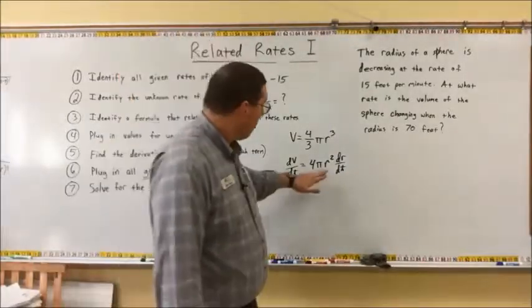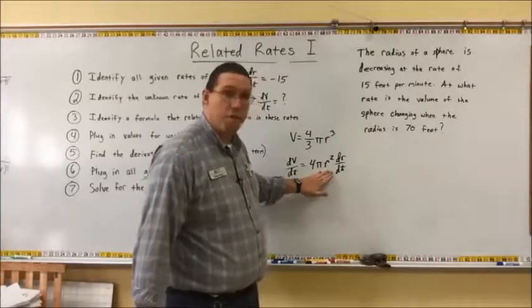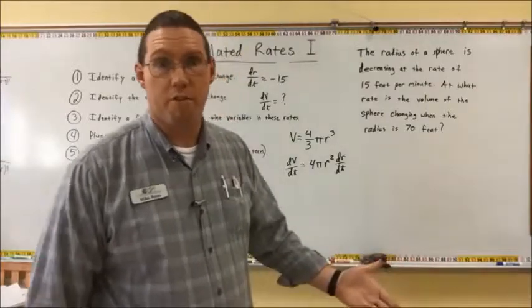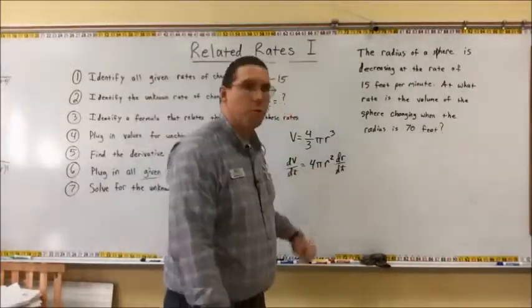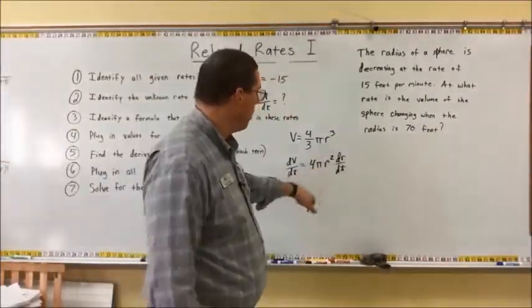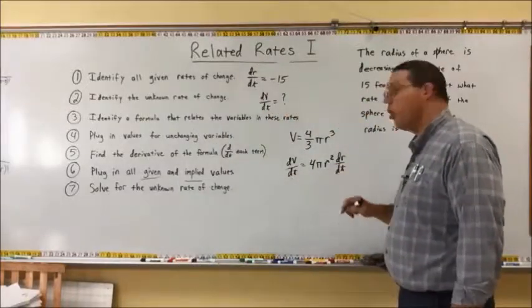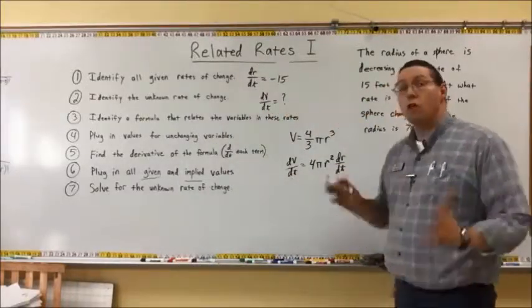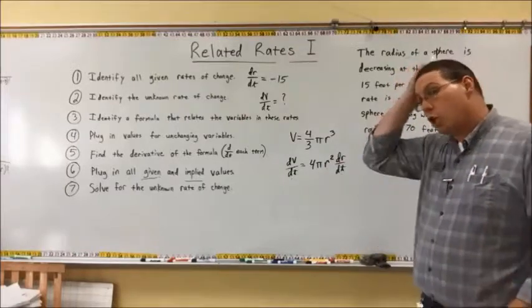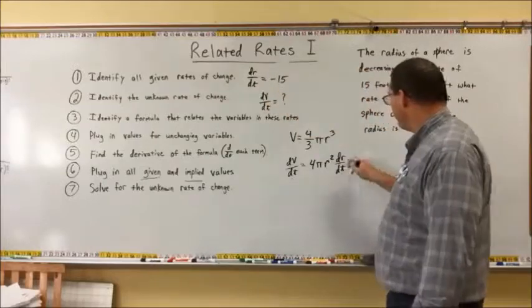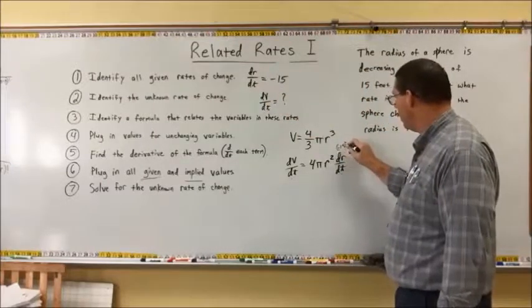So the surface area of a sphere is actually the same thing as the rate of change in the volume of a sphere when you multiply it by the rate of change in the radius. So that's kind of cool. All right, so here's what we have. We have one variable, dv dt, a second variable, radius, and a third variable, the rate of change in radius. Two of these are given to us. dr dt is negative 15, so we're going to put a negative 15 in here.